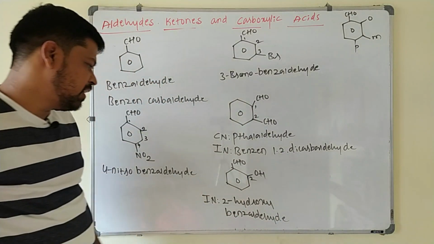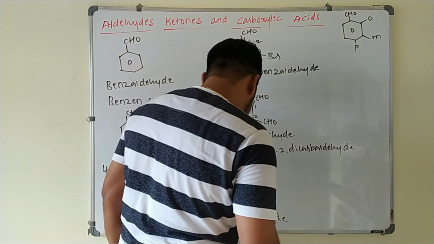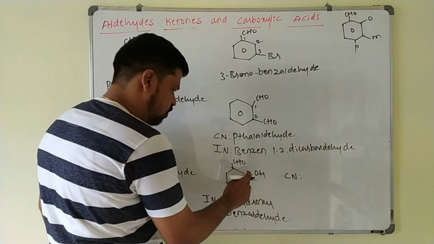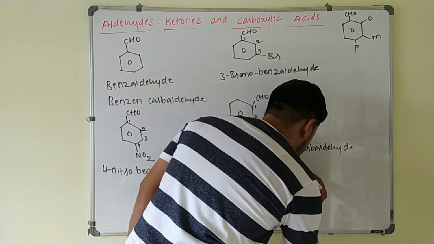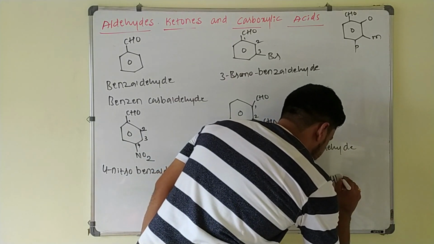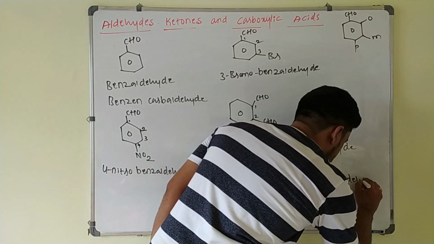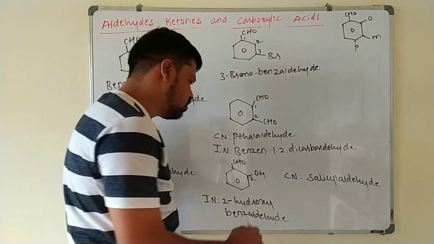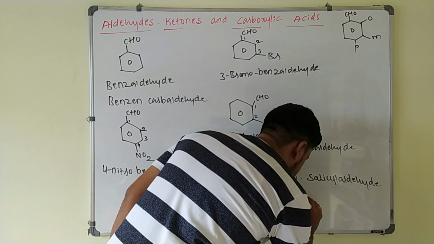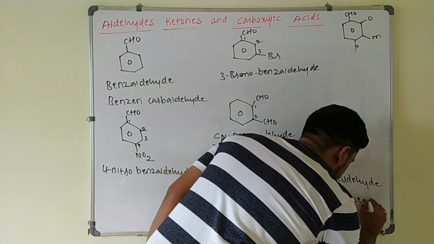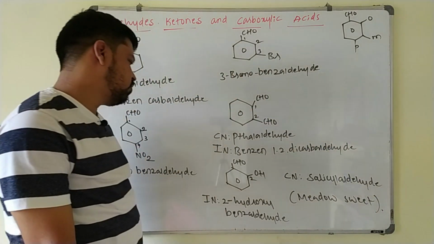and this has one special name called salicyl aldehyde. That is the common name for this compound: salicyl aldehyde. This salicyl aldehyde is also called meadow sweet here.